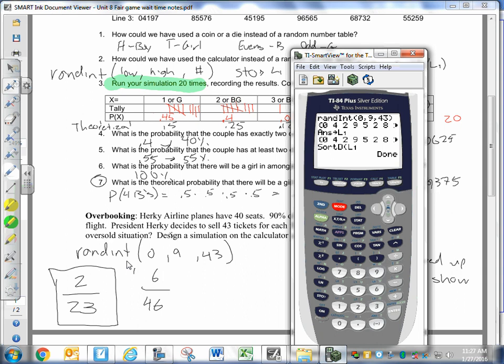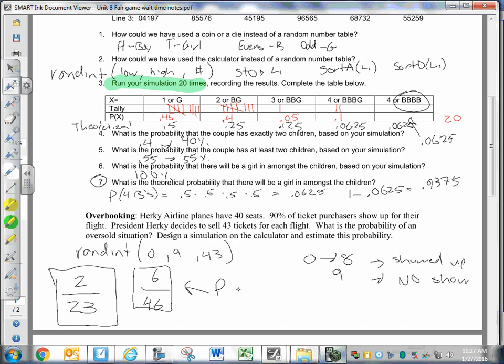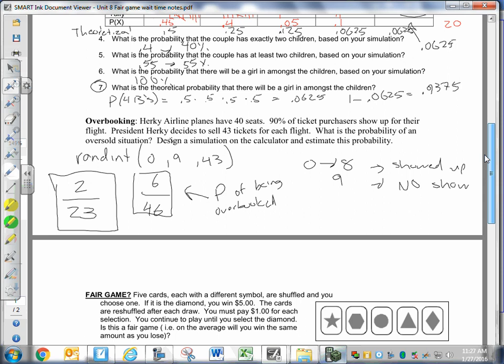Okay, which is going to be close to a 12 to 15% chance. Okay? That's really cool. It's really interesting. So that's the probability of being overbooked. We get going, more trials, better probability to match that theoretical, that experimental probability with the theoretical probability.